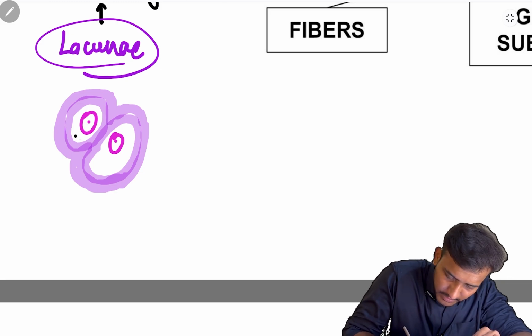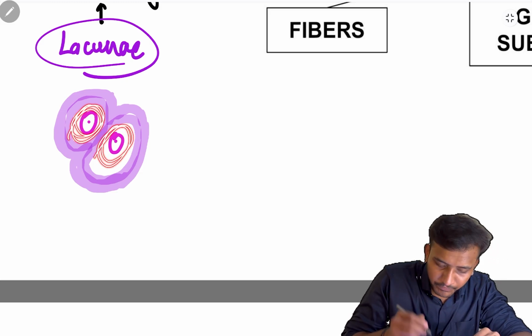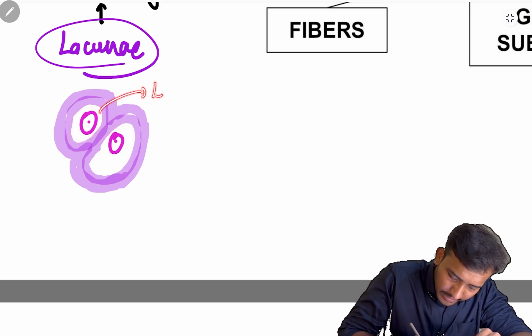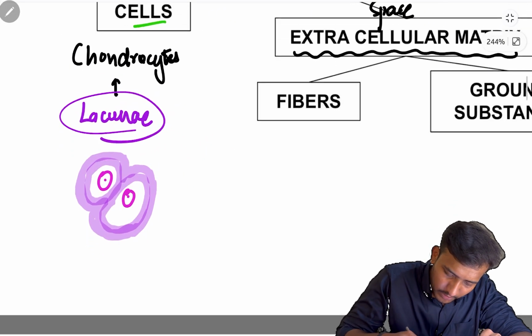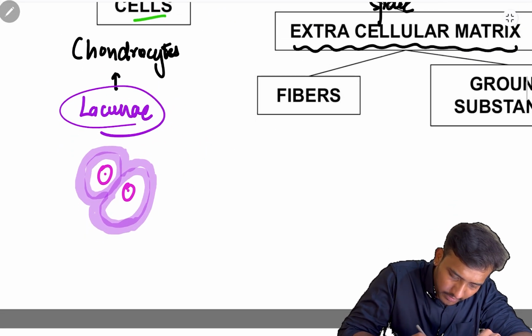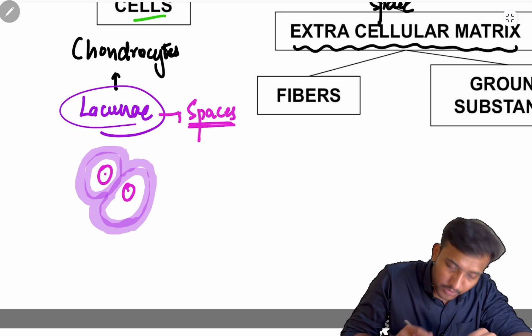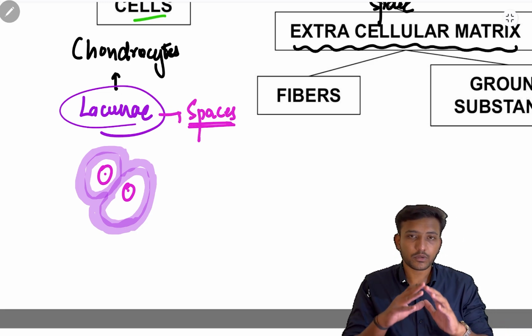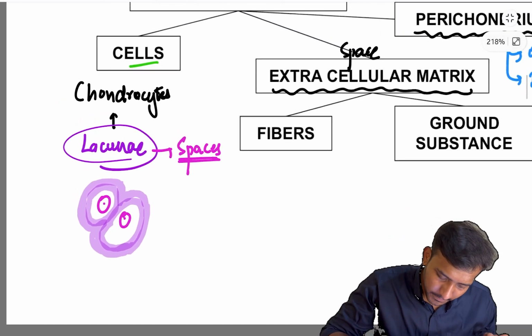This is actually the space which is left out. This entire space that is left out, what is that space called? Your lacunae. So basically I can say that the chondrocytes are located where? They are located in the lacunae. What are lacunae? Lacunae are nothing but spaces. Around this lacunar space, around this lacunae itself, you will be having your extracellular matrix, right?